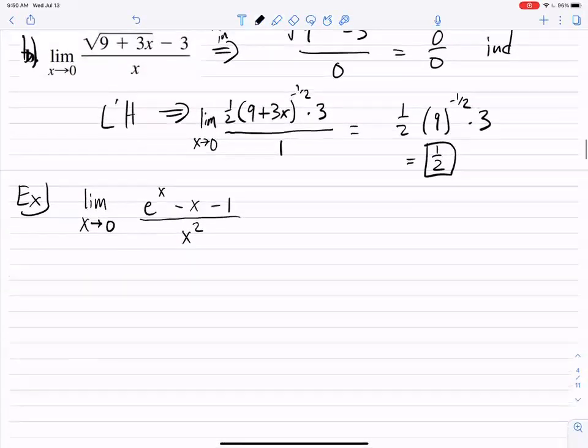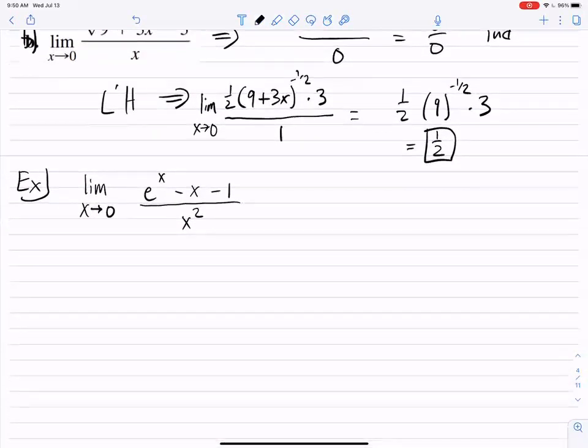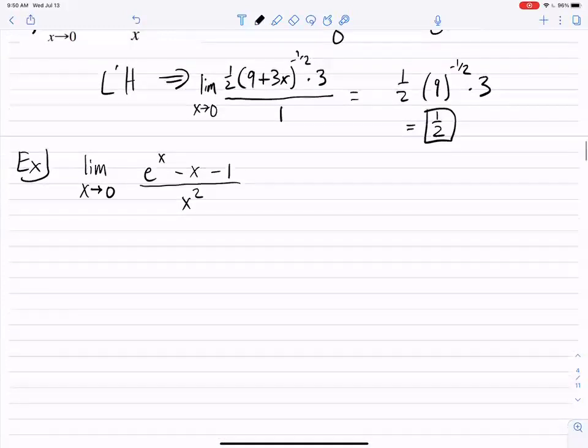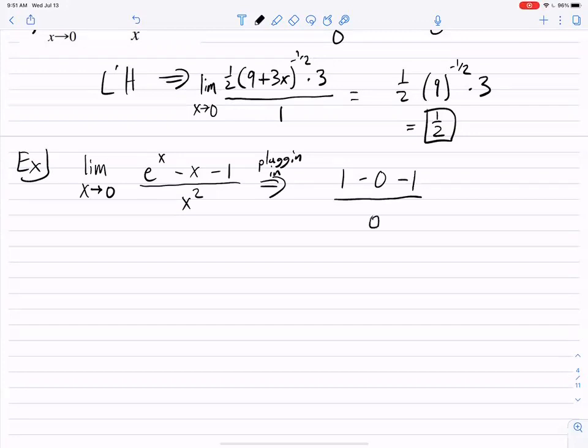So what happens when L'Hopital's rule fails? What if it's still indeterminate? Let's check that out. So plugging in, we get 1 minus 0 minus 1 over 0, which equals 0 over 0. So this is indeterminate. So let's use L'Hopital's rule. L'Hopital's rule gives us e to the x minus 1 over 2x, the limit as x goes to 0.